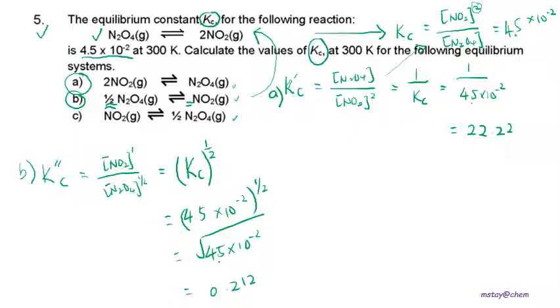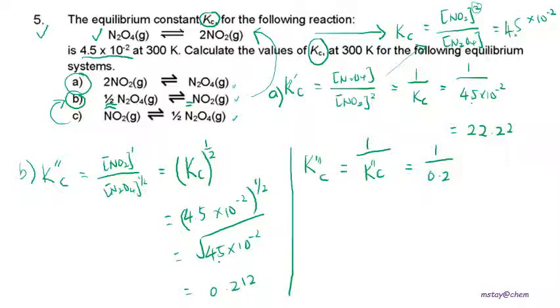The last one, C, is the reverse of equation B. So we can directly write down the Kc for equation C as 1 over the Kc for equation B. So 1 over 0.212. Press the calculator, and we will get the answer 4.717.